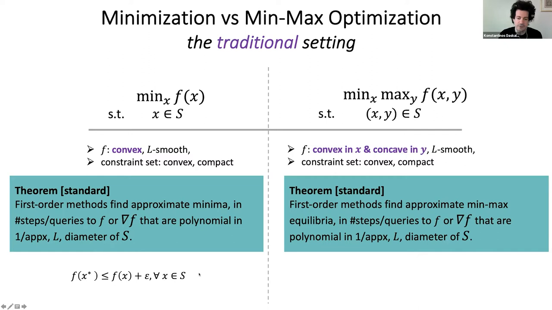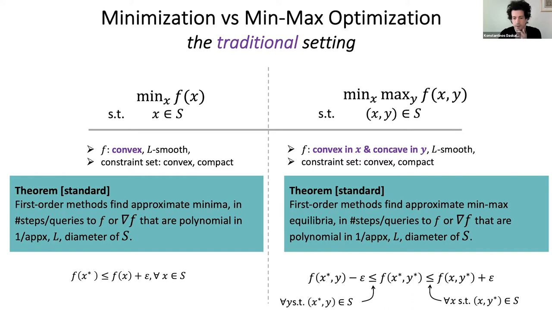And just to be clear about what types of local approximate minimum I'm talking about on the left, I'm talking about points X star such that no other point can decrease the function by more than epsilon. What I mean by approximate min max equilibria on the right are points X star Y star, so that no change of the X player from X star to some other X can decrease the function by more than epsilon. No change of Y star to something else that's feasible can increase the function by more than epsilon. This is what I mean by local min-max equilibria. It's a natural notion. So again, in the classical setting, there's no real difference between the complexity of the problem on the left and the problem on the right.